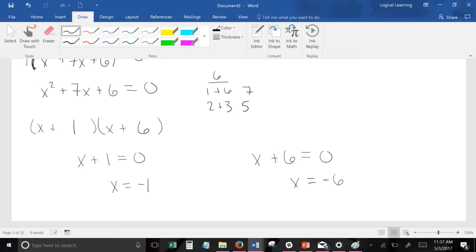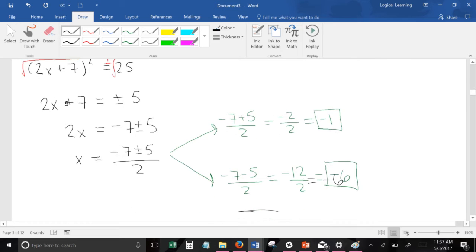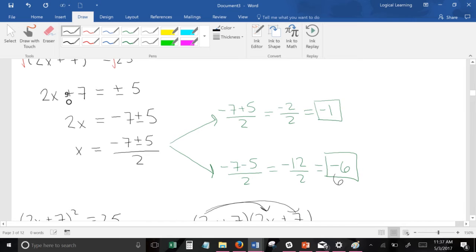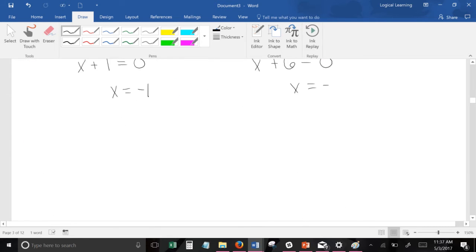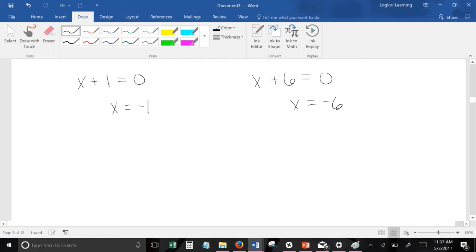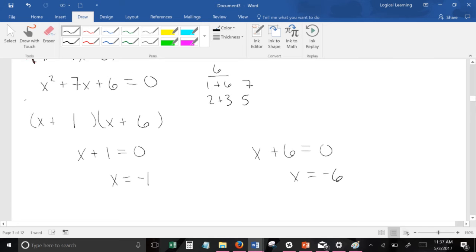So as you can see, if we take a look up here, negative 1 and negative 6 is what we got using the other method, and it is also what we got using this method. So either way is totally acceptable. You could also, once you get to this point here, plug that into the quadratic equation, the quadratic formula, to solve.